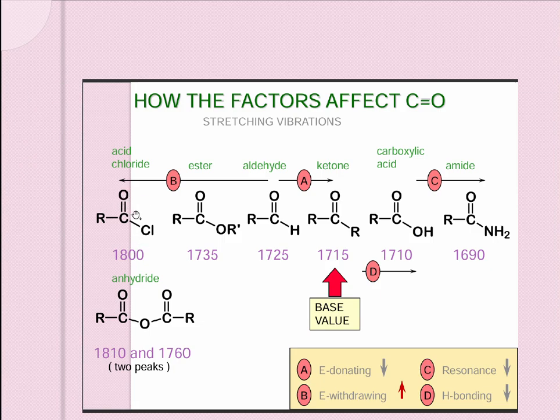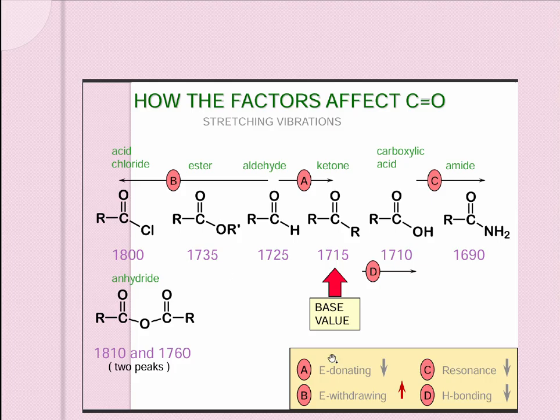So here is acid chloride, here is ester, here is aldehyde, here is ketone, here is carboxylic acid, amide, and acid anhydride. You can see the RCO is common for all, but the main difference is their functional group. Like here is Cl, here is OR, here is only H, here is R, here is hydroxyl, here is NH2. The RCO is common, but for different electronic effects, their stretching frequency is much different. You can see it has decreased dramatically.